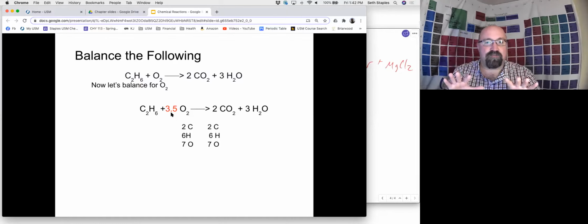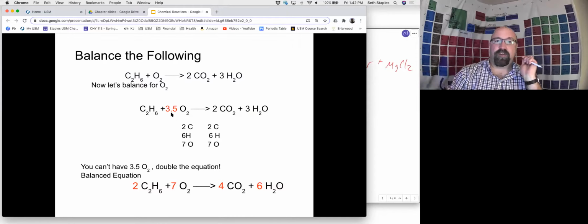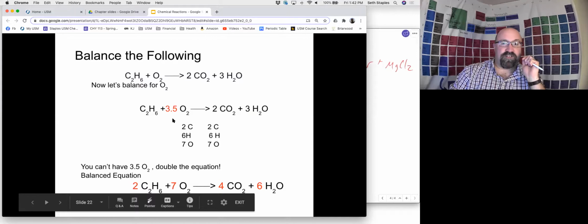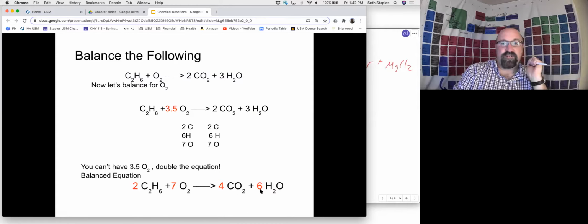And then we look through this and we see that, okay, now everything is balanced. We have the same number on each side, but we can't have a half a coefficient. We can't have a 3.5. If you get to this point where you're completely balanced, but you have a half coefficient, like I said, that's okay as long as you recognize it's a step along the way. Get to that point and just double everything. Double everything in there: 2 of our C2H6s, 7 O2s, 4 CO2s, and 6 H2Os. So again, same exact equation as the last one we just did, just a different approach.